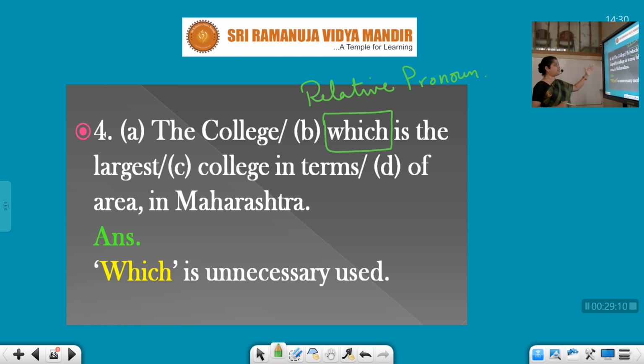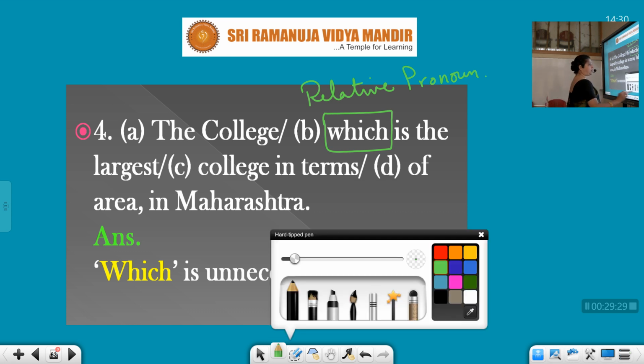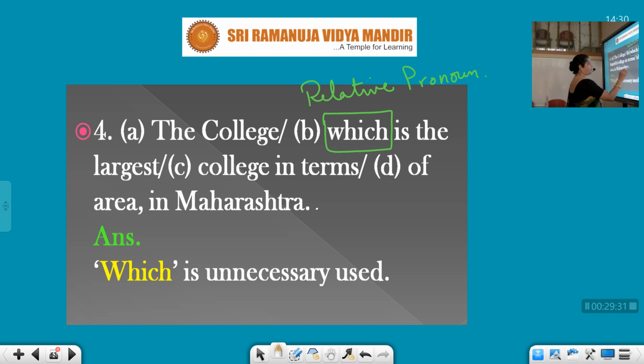The college which is the largest college in terms of area in Maharashtra, you are expecting something more, because the sentence is incomplete. I used which is the largest college in Maharashtra. What happened to it? You're expecting something else. Am I right? The sentence is incomplete, so here a full stop must not come, a comma must come, because I have used which.